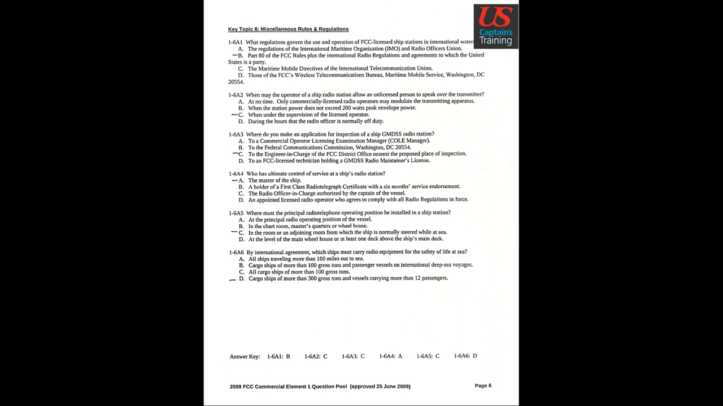5. Where must the principal radio telephone operating position be installed in a ship's station? C, in the room or an adjoining room from which the ship is normally steered while at sea. 6. By international agreement, which ships must carry radio equipment for the safety of life at sea? D, cargo ships of more than 300 gross tons and vessels carrying more than 12 passengers.